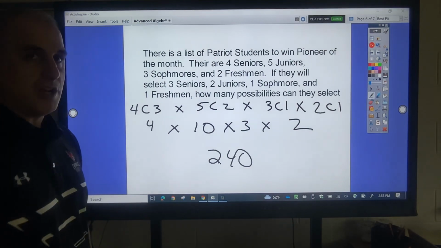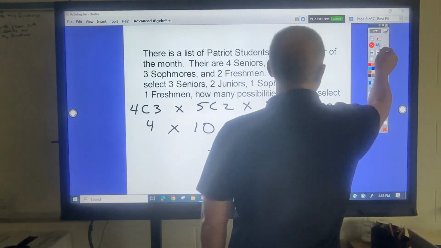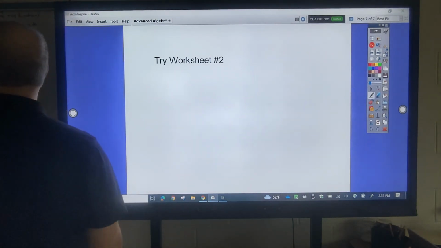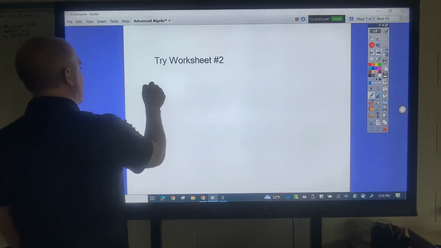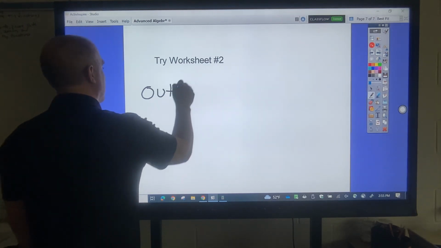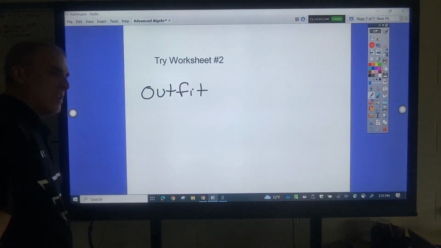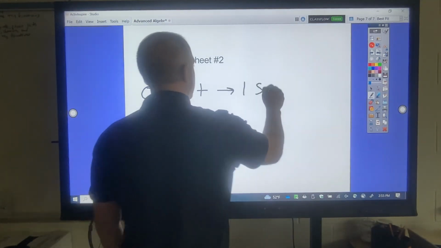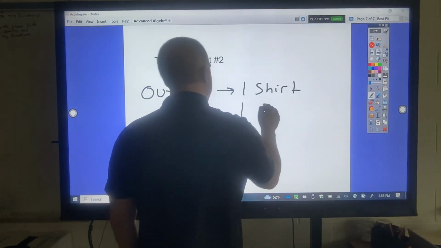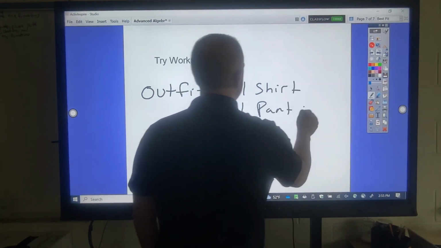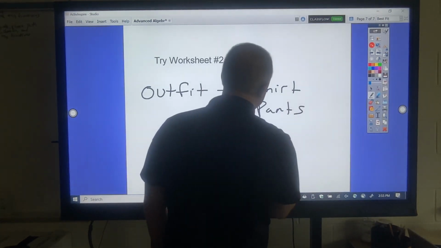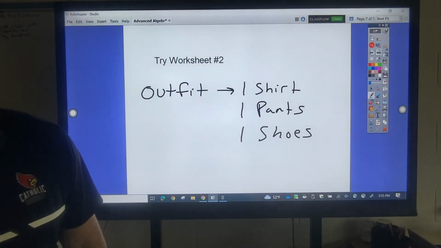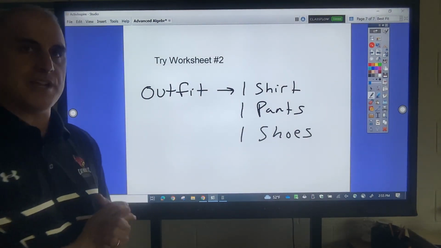Now, the only thing I would caution you with, you can practice the worksheet, but if someone's picking out an outfit, stuff to wear, usually they can only pick out 1 shirt, 1 pair of pants, 1 pair of shoes. Most people aren't wearing multiple ones, so just think about that. So that is some problems on combinations and permutations.